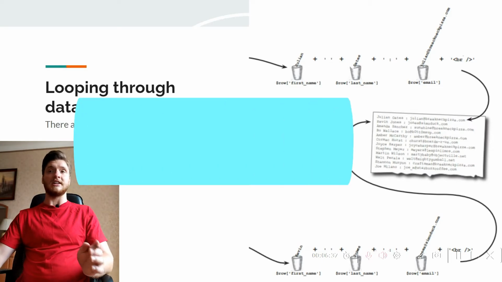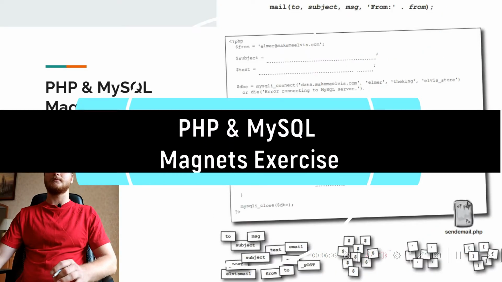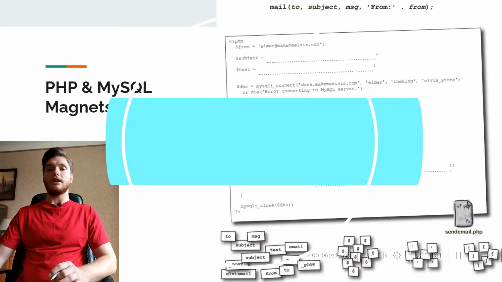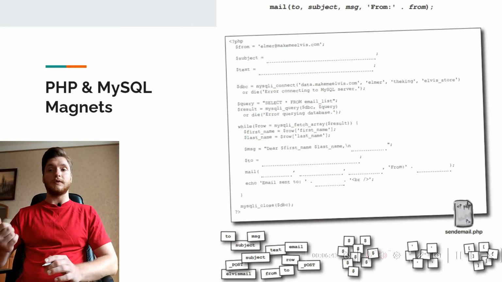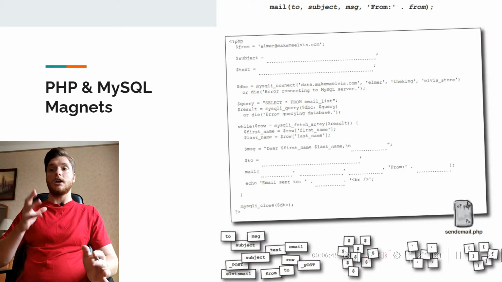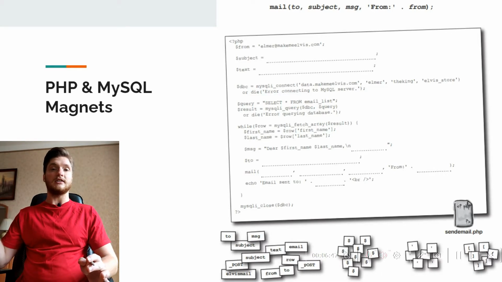PHP and MySQL magnets exercise. Use the magnets below to finish the code for the send email script so Elmer can start sending to his customer list. As a refresher, here is how the mail() function works.